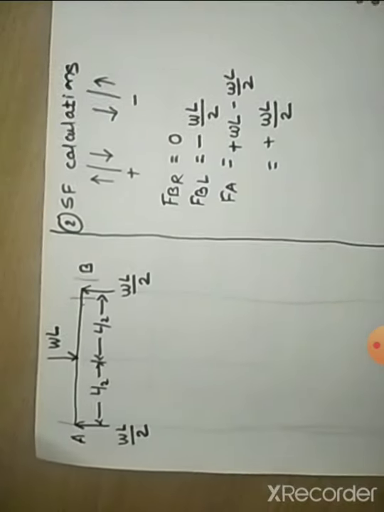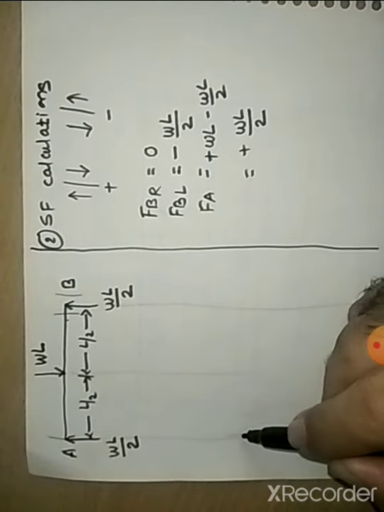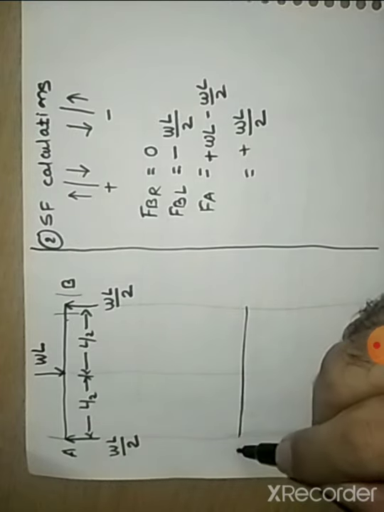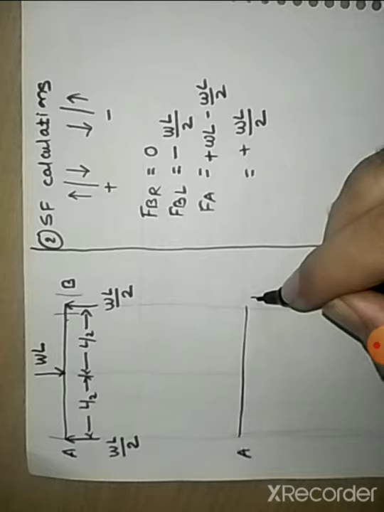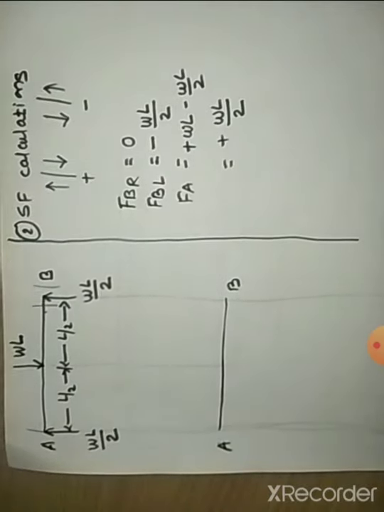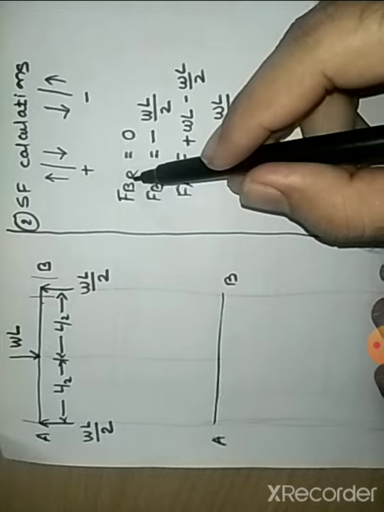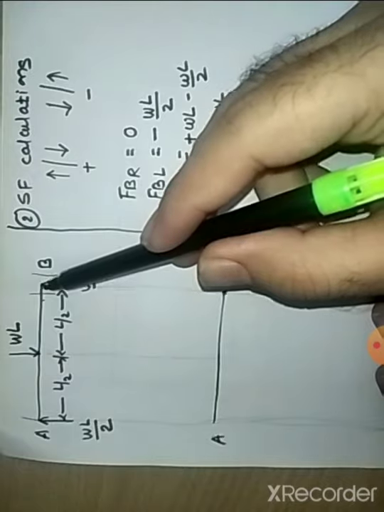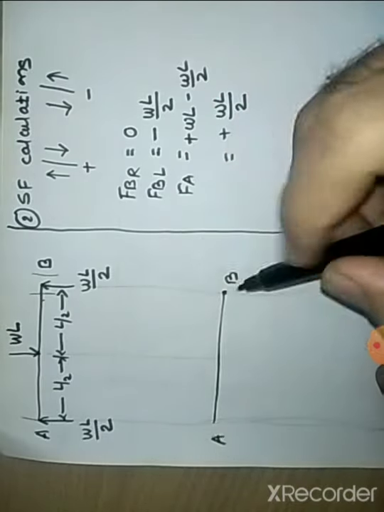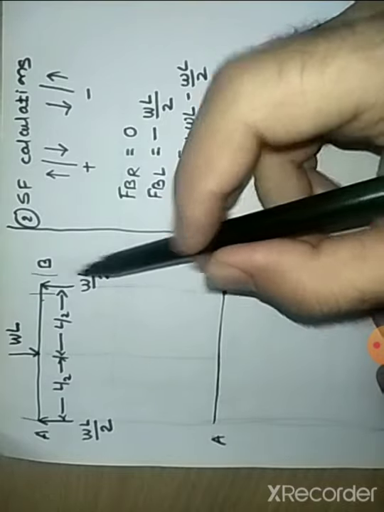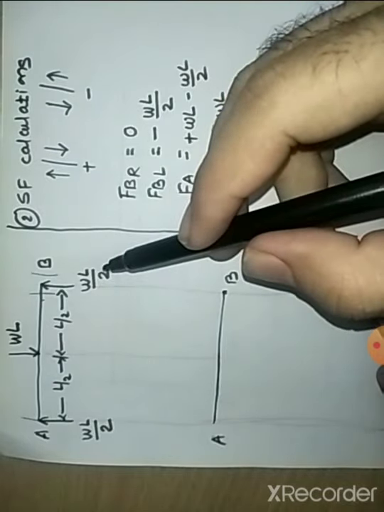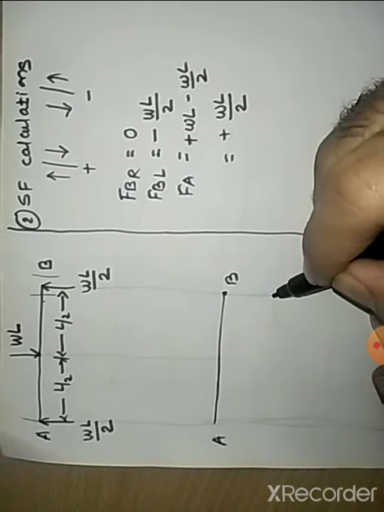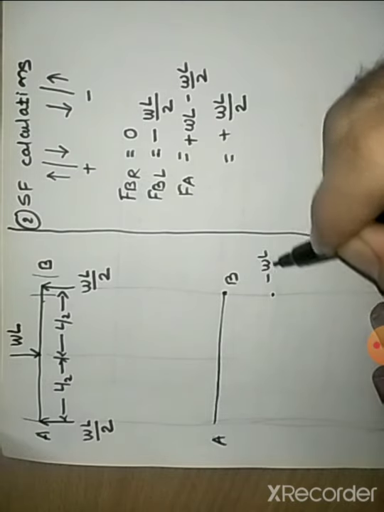Okay. Now we can plot a shear force diagram. So first we have to draw a baseline, show 2 points, right? So force at the right side of B is 0, but there is a vertical load. Whenever there is a vertical load, there will be a sudden increase or decrease in the shear force diagram. So it is decreasing. How much is it decreasing? Minus WL by 2.